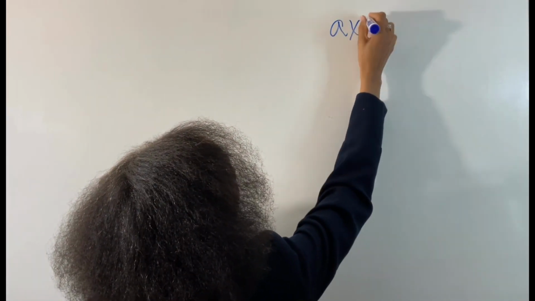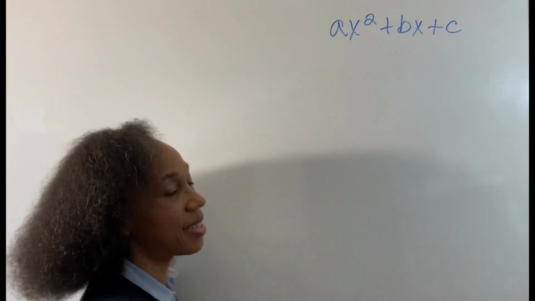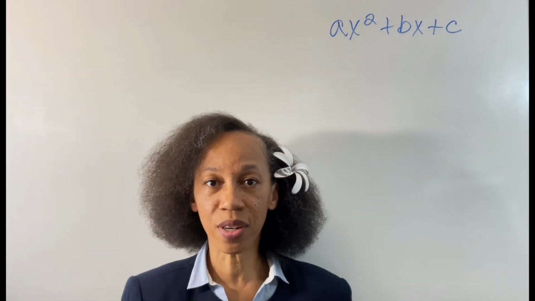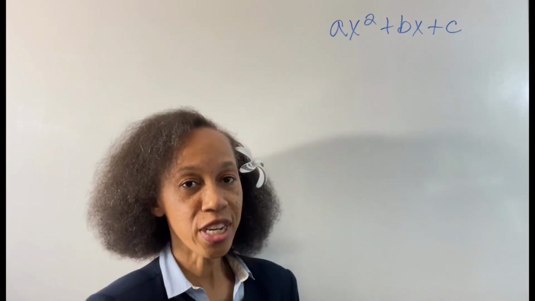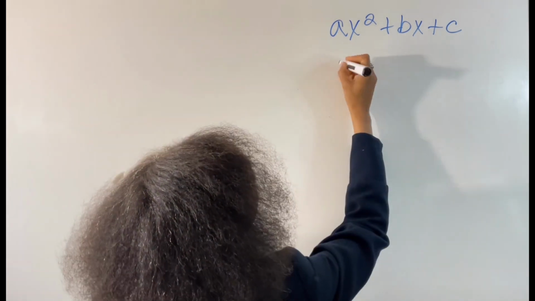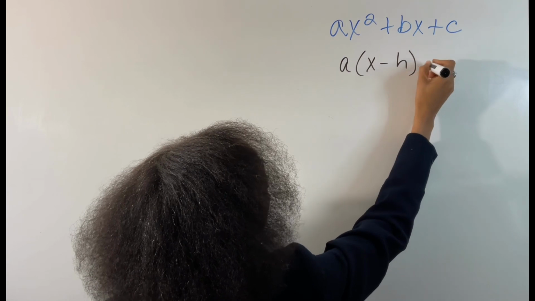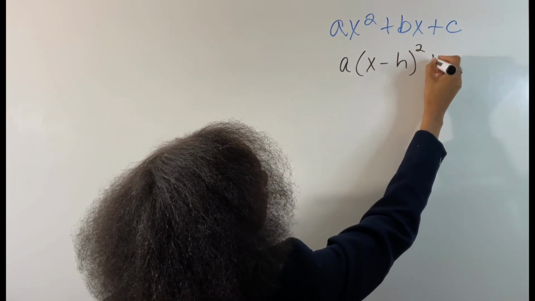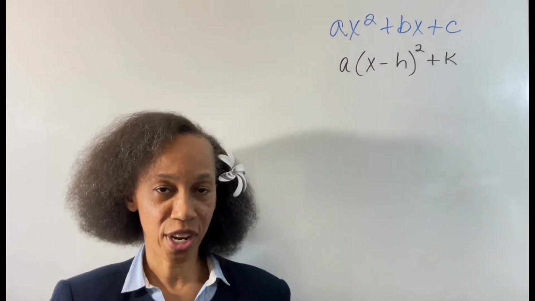Now, the first thing that you need to know is that the quadratic equation is usually in the form of ax squared plus bx plus c. That is the standard form of the quadratic equation. Now, if you're asked to write it into the vertex form, it is usually simply a(x minus h) to the second power plus k. Now, this is the vertex form of the quadratic equation.